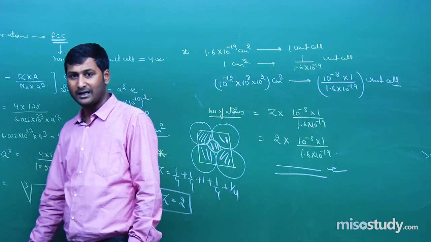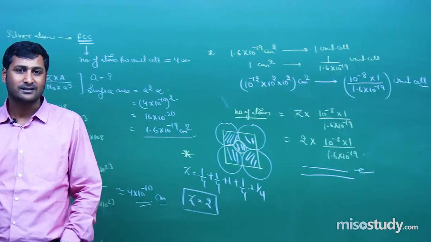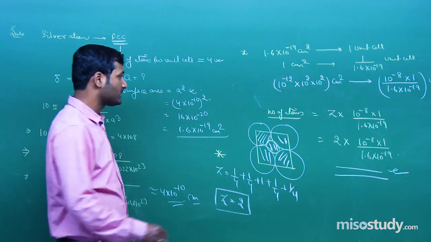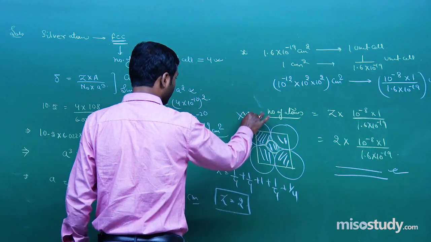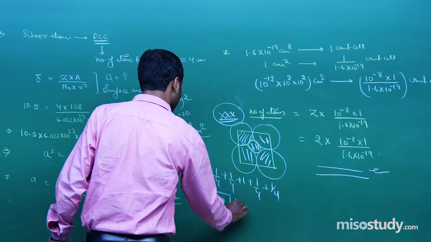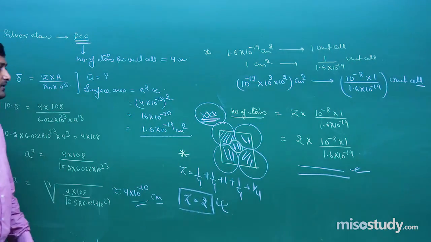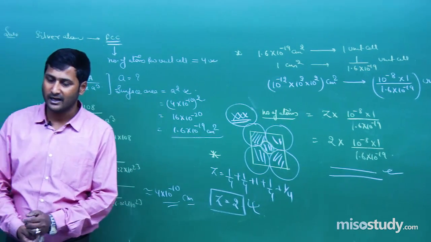So clear? This is a lengthy question, but this is JEE Advanced examination. So this is the important point. Don't put Z is equal to 4. Put Z is equal to 2 because this is a surface. Am I right? Check the calculation. You will get the answer.